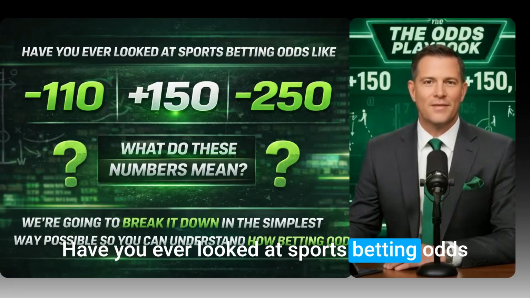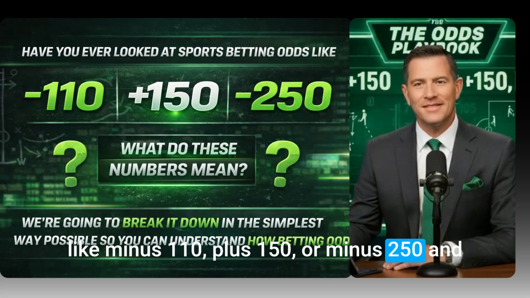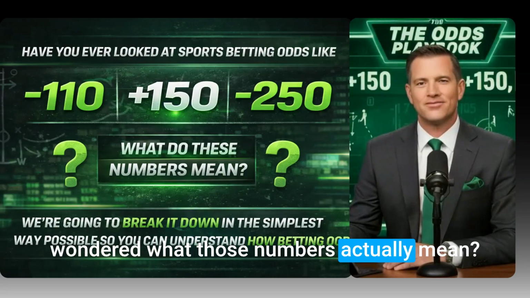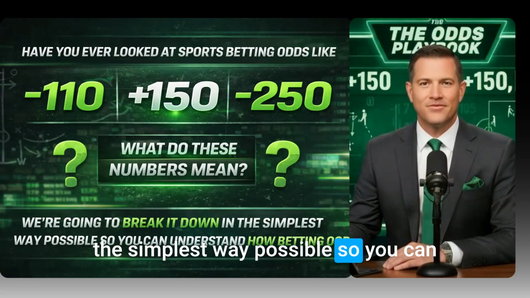Have you ever looked at sports betting odds like minus 110, plus 150, or minus 250 and wondered what those numbers actually mean? Today, we're going to break it down in the simplest way possible so you can understand how betting odds work.